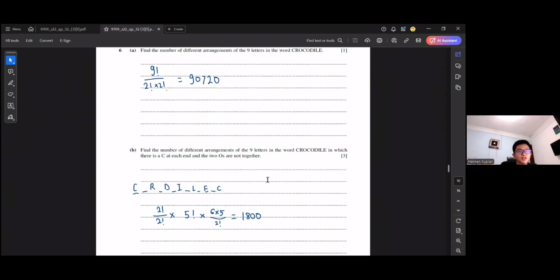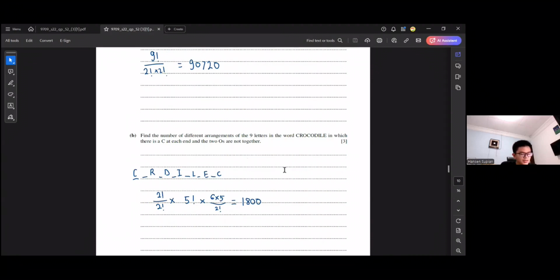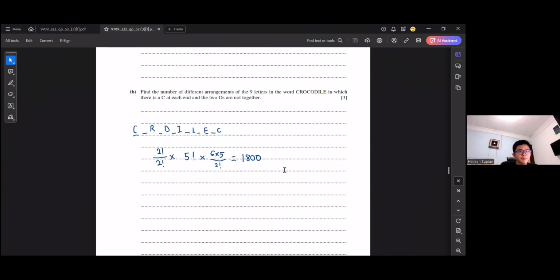Then for letter B, find the number of different arrangements of the 9 letters in the word crocodile in which there is a C at each end and the 2 O's are not together. So for this question, I prefer to do one of the solutions. So the C's, I will not look at it first because it's just at the end and it's just 1, because you cannot move it, it's just there, constant. But for the 2 O's are not together, I will be using another solution.